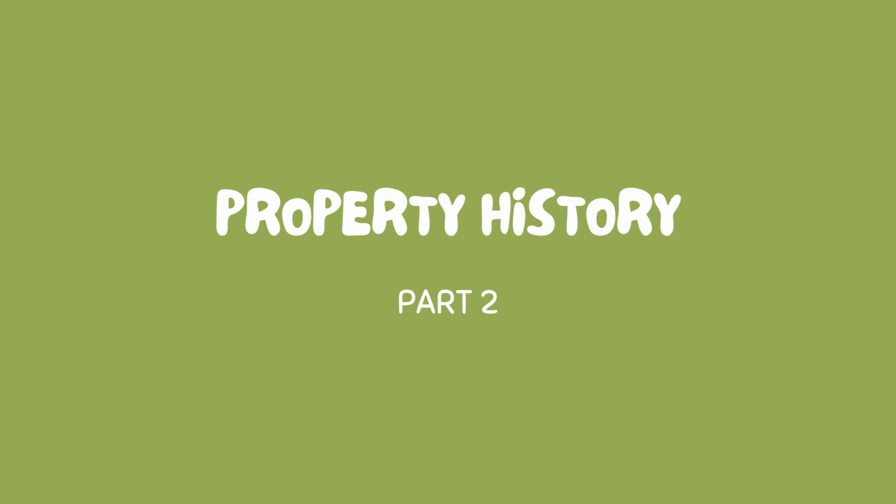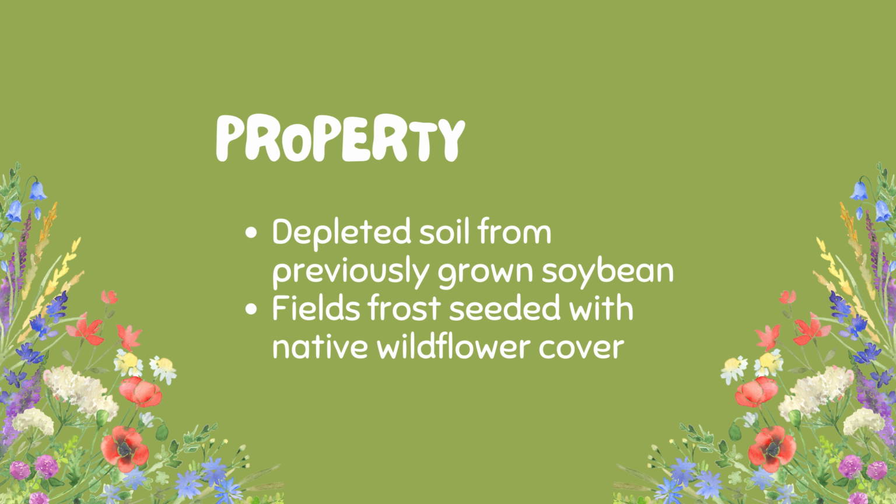The property has had previous agricultural activity conducted on it, which we must consider when creating our restoration plans. Through the growth of soybeans on the north, west, and south parts of the property, the nutrients present in the soil have been depleted, and more recently these fields were frost-seeded with native wildflower cover. The past use of these fields will affect the crops that we plant, as we must focus on restoring the nutritional value of the soil.